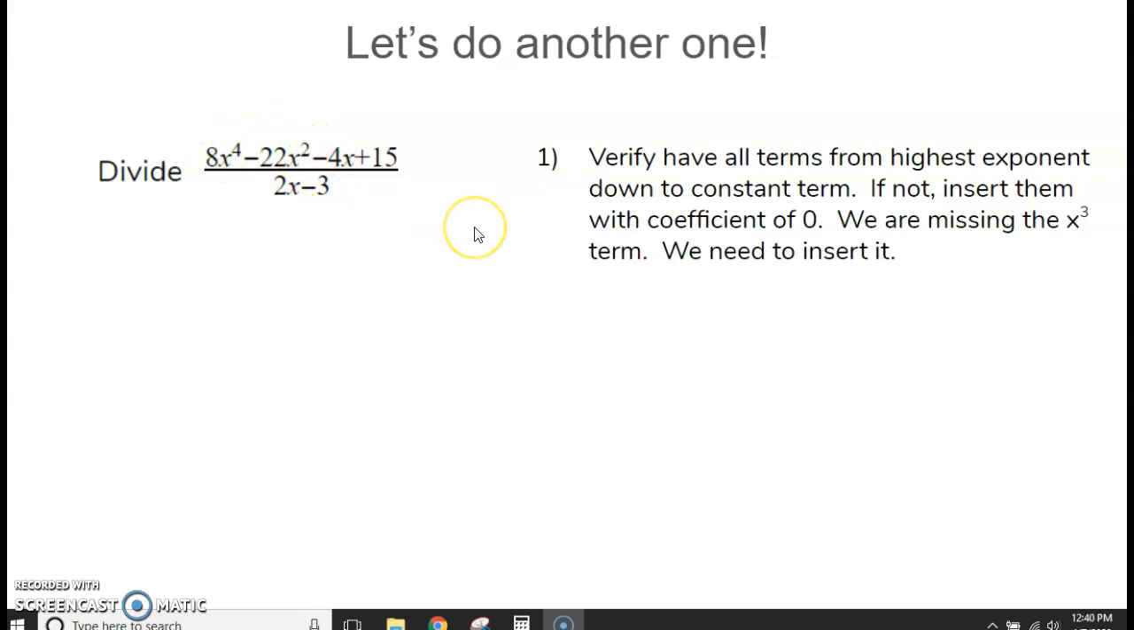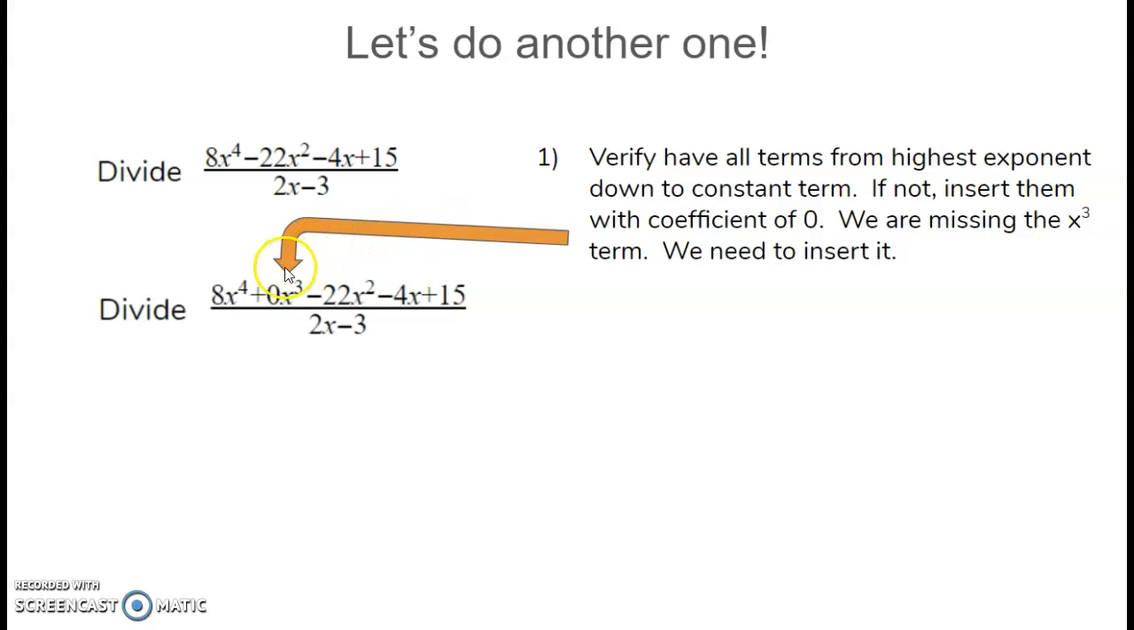So I'm missing one. We're going to fix that by putting in 0x to the third. Doesn't matter if it's plus or minus, because it's 0. But anyway, now I have 8x to the fourth plus 0x cubed minus 22x squared minus 4x plus 15 all over 2x minus 3.